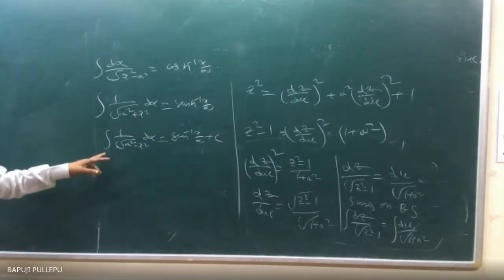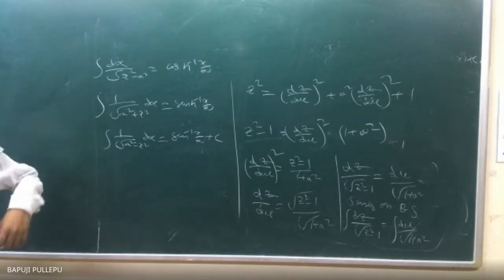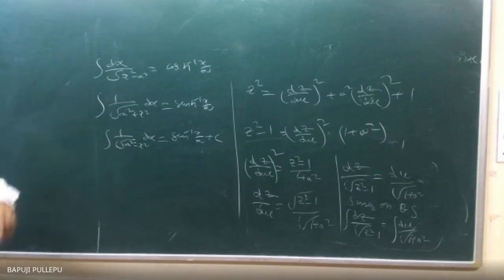Suppose it's a definite integral, then you don't write plus c. I will tell you the plus c story after that. If it is a limit, don't write the plus c. Otherwise you have to write plus c. I will tell you after that why you are writing c. It's okay. Now come on.